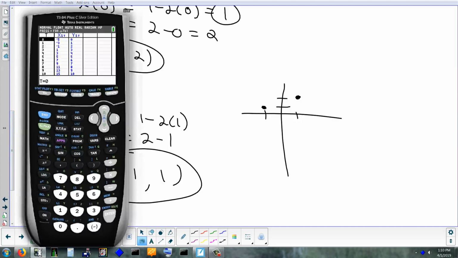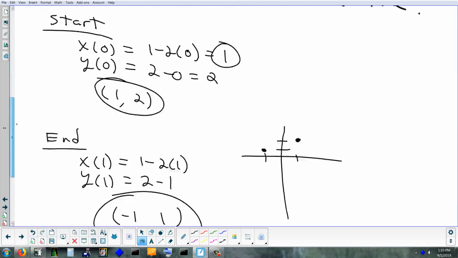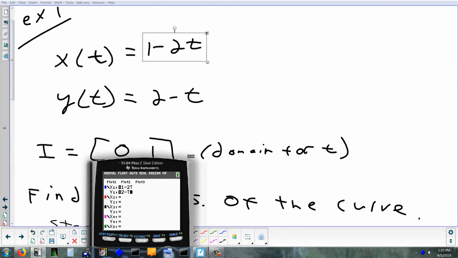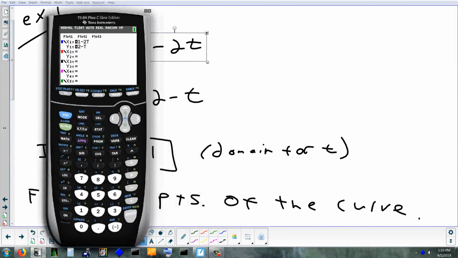So let's put in, I'm not going to explain all the options right now. Let's just type it in just so you can practice it. We've got 1 minus 2t and 2 minus t. Now you got to put that interval in there somewhere from 0 to 1. That interval is going to control what the graph looks like, where it starts and stops. What button on the calculator can you press to change what the graph would look like? Not the equation of the graph, but what you actually see.